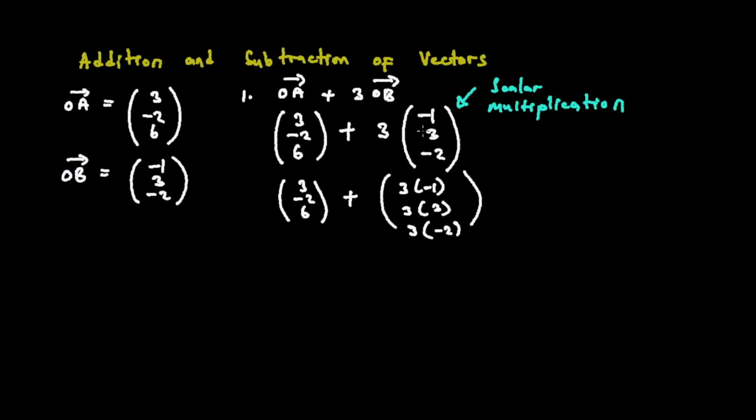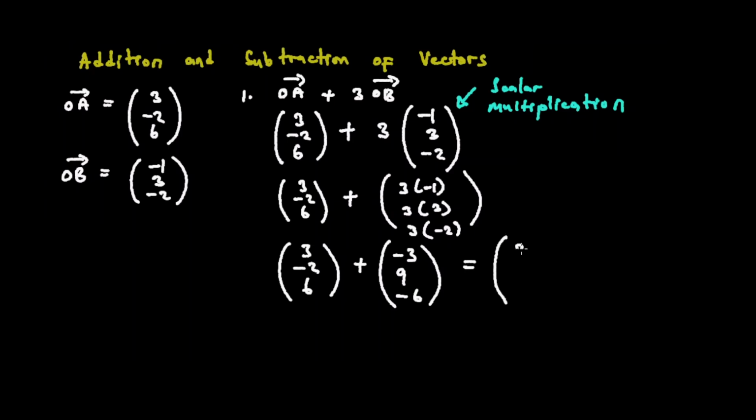That is scalar multiplication. Correct? Now we have 3 minus 2, 6 plus, what is 3 times minus 1? The minus 3. 3 times 3, 9. 3 times minus 2, the minus 6, like this. Then, of course, we are going to apply what we learned in matrices. We know correspondence, meaning 3 goes with minus 3, minus 2 with 9, 6 with minus 6, like this.